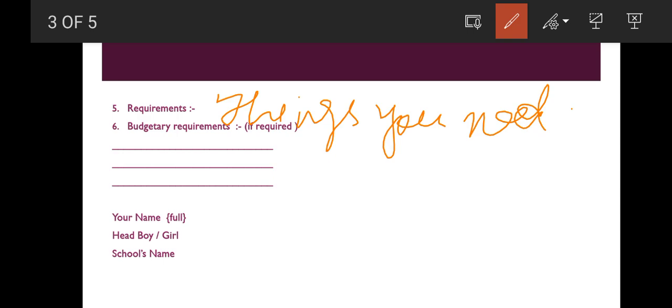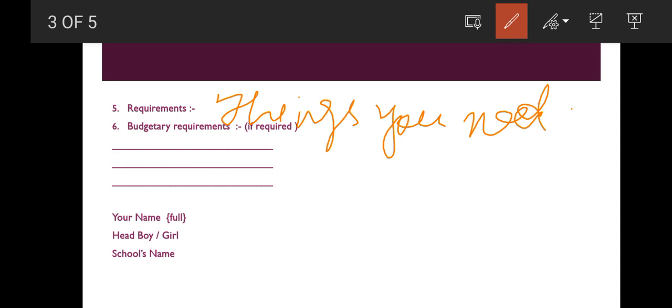As the words indicate, budgetary requirements means the requirements you have extracted from the budget. Let's take the same example: suppose in the dance competition we do not need to arrange all the things from outside, we have to arrange all the things by ourselves. So there are no budgetary requirements, okay.